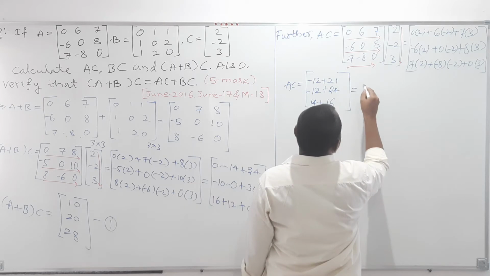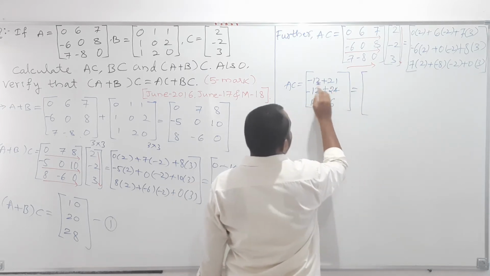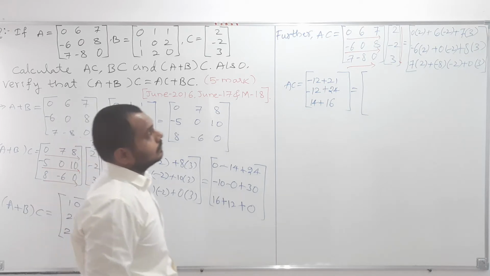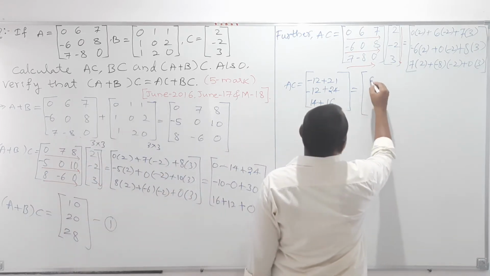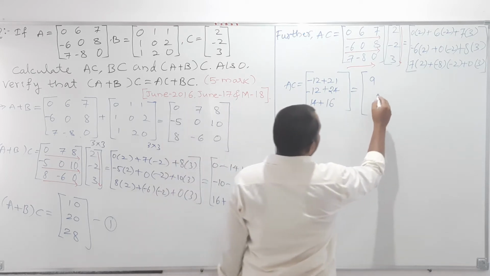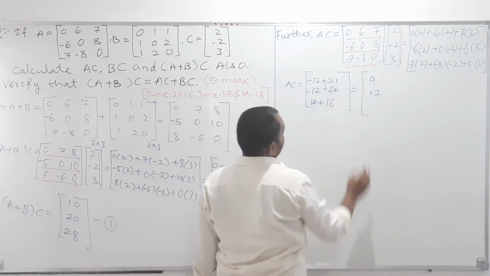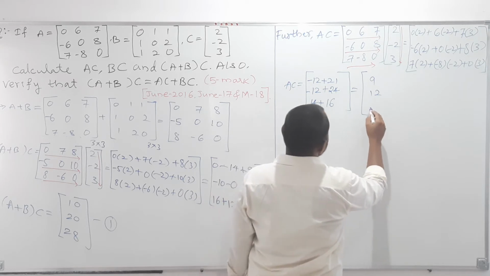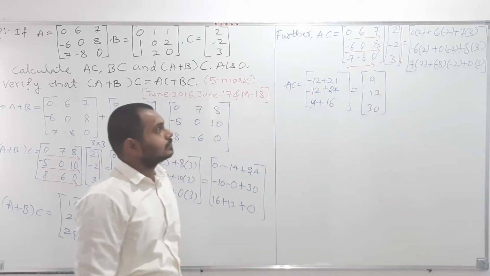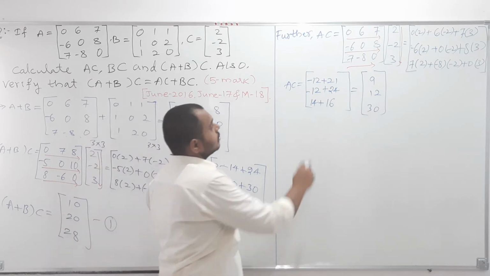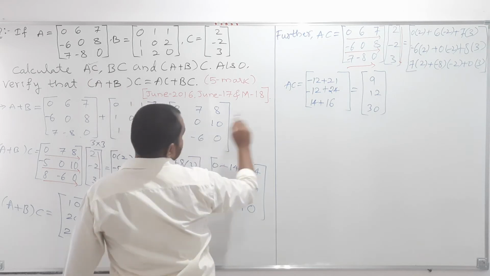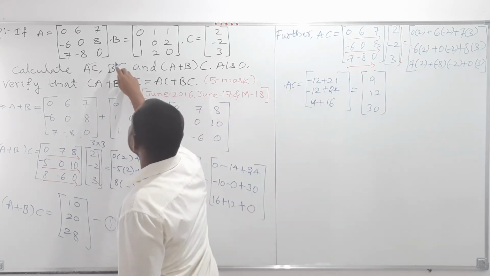And further this is nothing but 21 minus 12. So 20 minus 8 plus 1, that is 9. Next, 24 minus 12, that is 12. 16 plus 14, so here it is 30. Clear? I hope you understood. So this is your AC value. Next, what they asked? AC we found, here it is. And next they asked you to find the BC value.